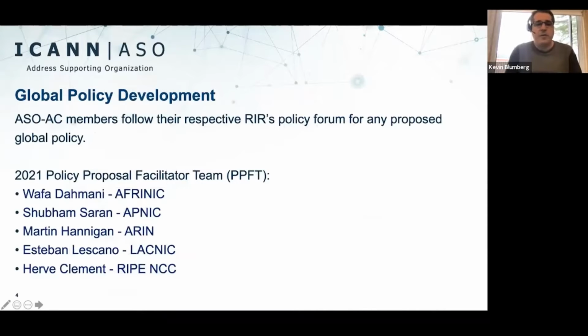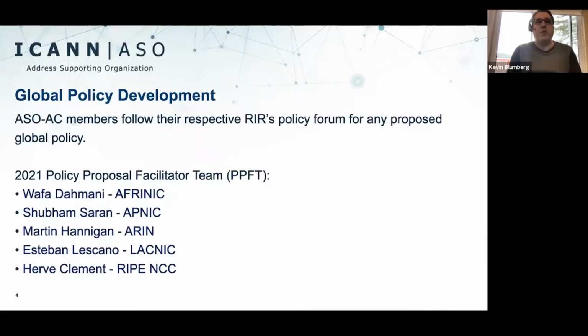When we're talking about global policy development, the first thing is to be able to know when a global policy is being formulated. To be able to do that, we have what are called PPFTs, Policy Proposal Facilitator Team members. Martin Hannigan in the ARIN region handles that function for us for 2021. Their main goal is to monitor RIR activity and notify the ASO AC if a policy is being submitted in the respective region. Then we can start within our policy development process, making sure that it is being submitted to all the regions, and if the author would like us to submit it on their behalf in some of the regions, etc. There are a number of different situations, but the goal is that we aren't writing the policies.